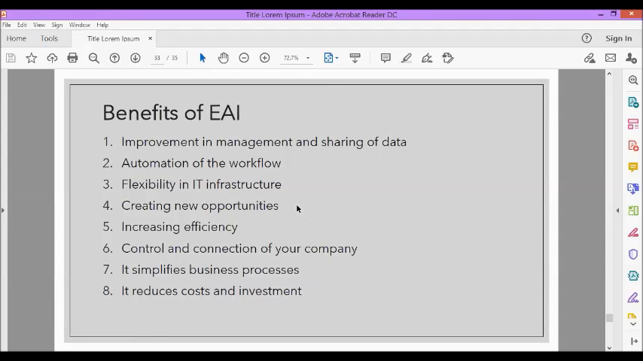The fourth one is creating new opportunities. Enterprise applications can help companies address shifts in the market, reputation management issues, supply chain disruption issues, and more, all from a single interface. The fifth benefit is increasing efficiency.